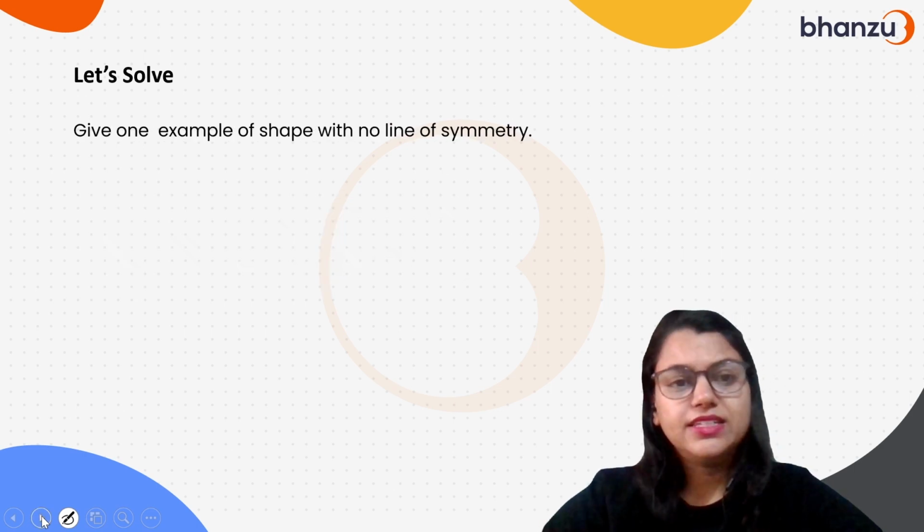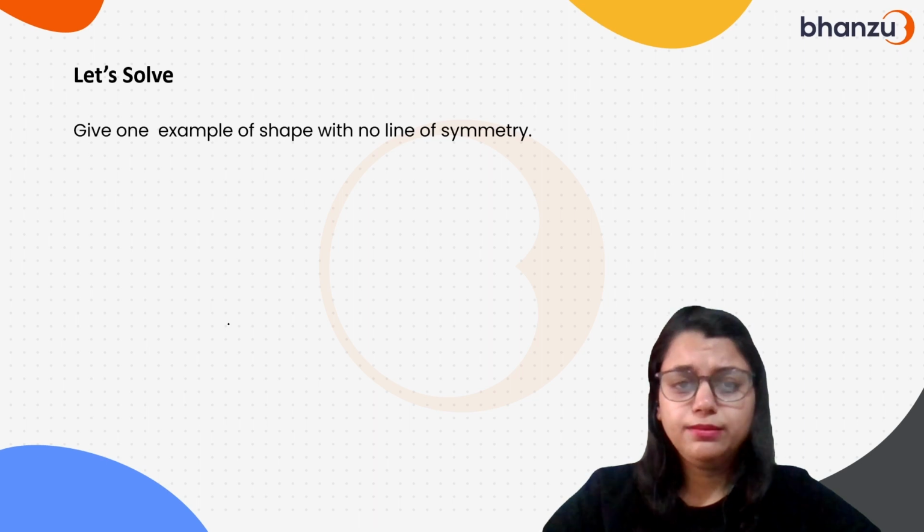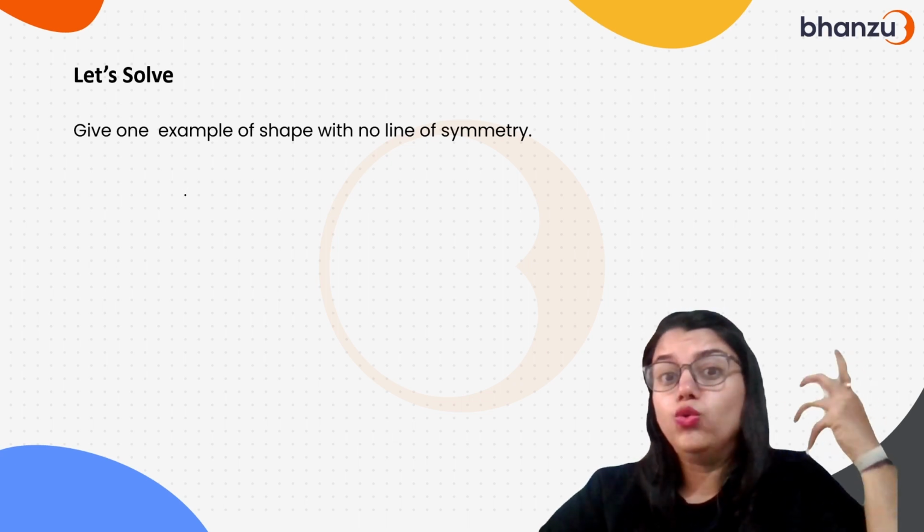The second question says, give an example of a shape with no line of symmetry. So think about it. Can you think of such a shape which has no line of symmetry? We know that in the case of regular polygons, the number of lines of symmetry is equal to their sides. So how will you identify a shape which has no line of symmetry?